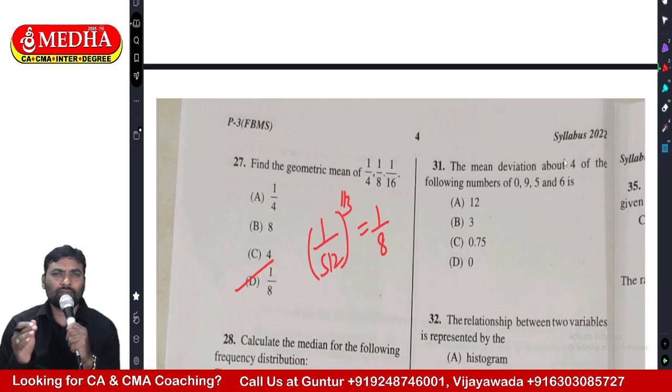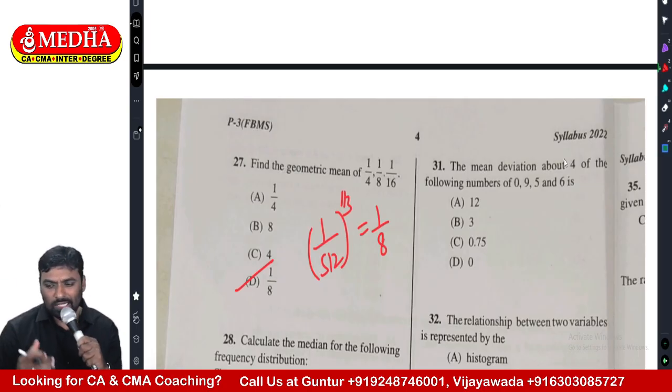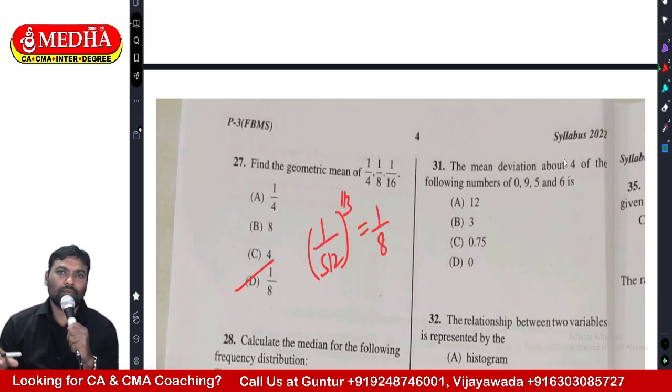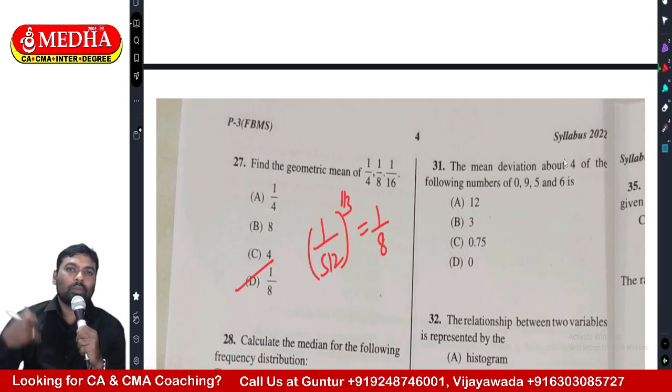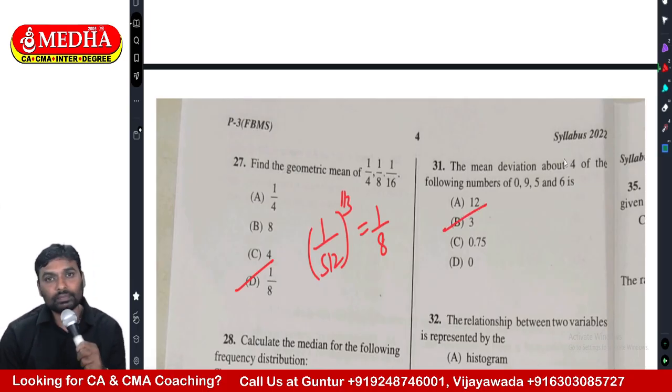The modulus of 0 minus 4 plus modulus of 9 minus 4 plus modulus of 5 minus 4 plus modulus of 6 minus 4. We get the modulus of x minus 4 values. After that, you sum all those values. We get the total is 12. The total value divided by the number of observations, 4. 12 by 4 is 3. Then the mean deviation is 3.